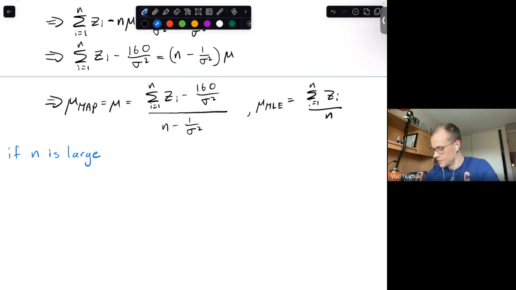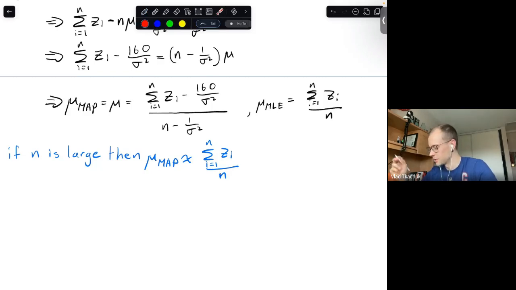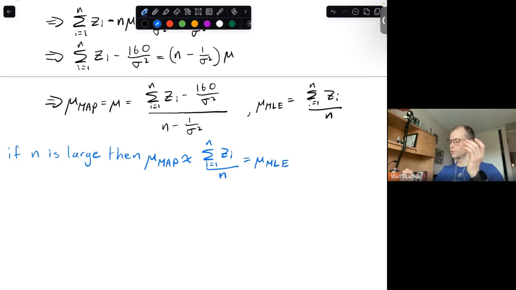So what you find is that if n is large, then mu MAP is approximately equal to just the following. And this should make some sense. People say it washes out your prior information. So all this extra prior stuff gets removed, and what you are left with is just the estimate based on your data. If you have a lot of data, then your prior knowledge is not very important anymore. And what you get back is that mu MAP is approximately equal to mu MLE. So these estimates are equal when you have a lot of data.